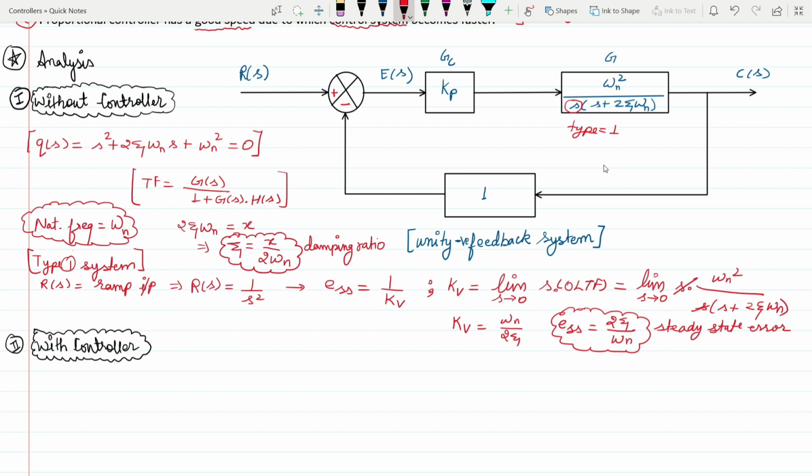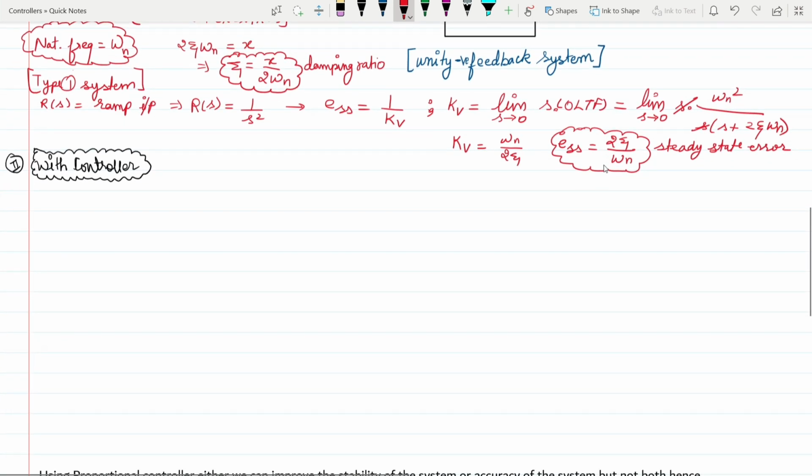So when first we are not considering the controller, we have analyzed the without controller case, and now we are considering the controller block, and let's see how the natural frequency, damping ratio and steady state error are getting changed. Okay, so let's start with controller action.